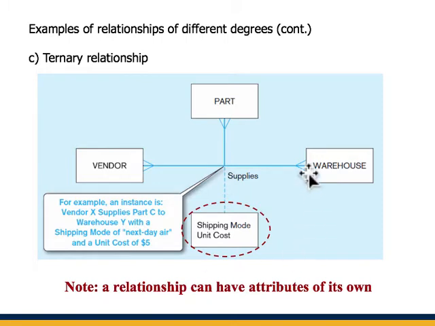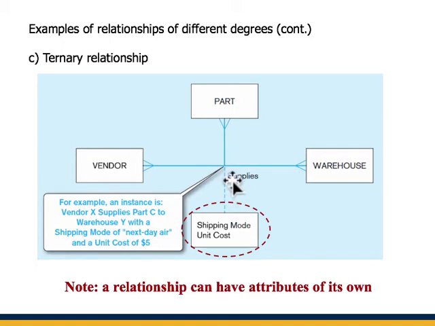Then a three-way relationship is something like this. Many vendors supply many parts through or coming from many warehouses, or many vendors supply many parts to many warehouses. Okay, whichever way you want to model. So vendor X can supply part C to warehouse Y, or vendor Y can supply part A to warehouse M, or so on.